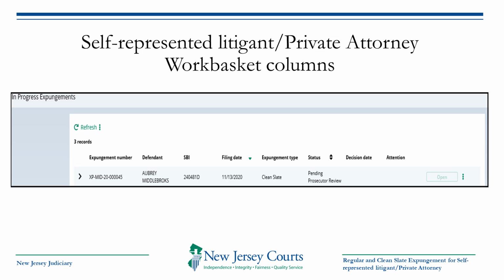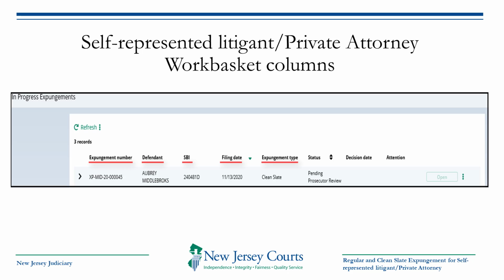The following columns are displayed: expungement number, the system-generated case number when the self-represented litigant or private attorney submits the petition and/or proposed order; defendant, defendant's name in the format of first name, middle initial, and last name; SBI, unique identifier for the defendant assigned by the state police; filing date, date when the petition and/or proposed order was filed and submitted. Default sort is by earliest date.